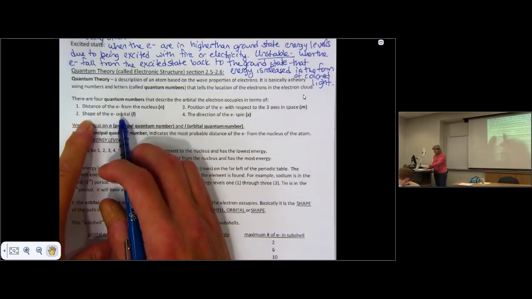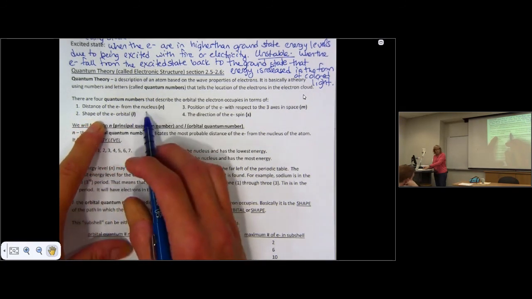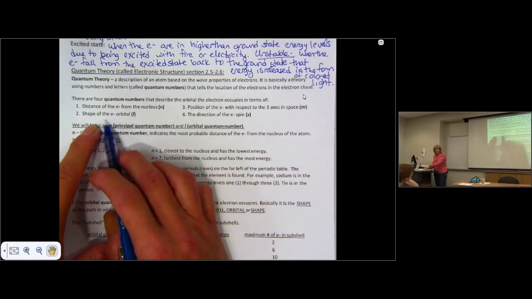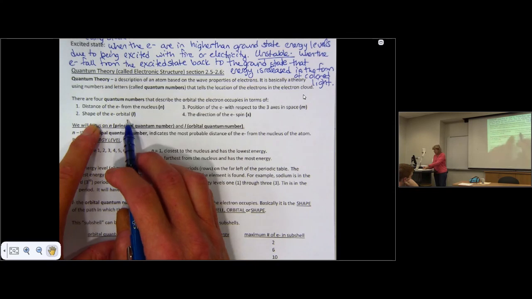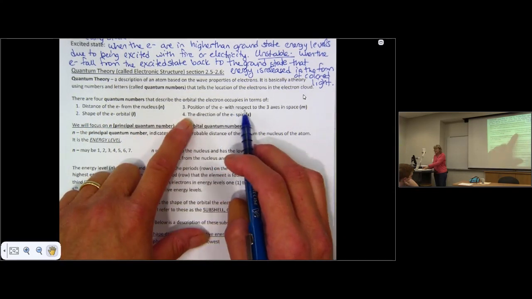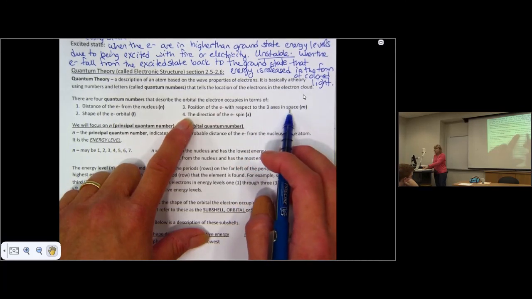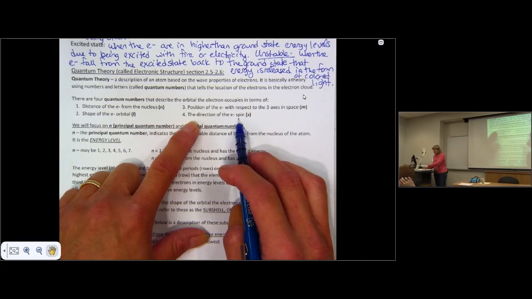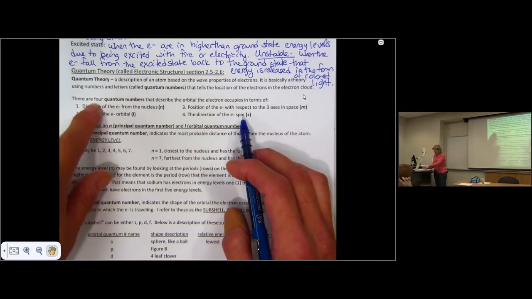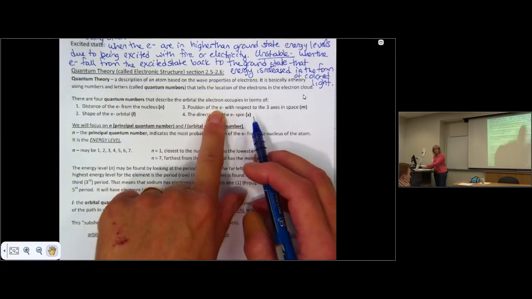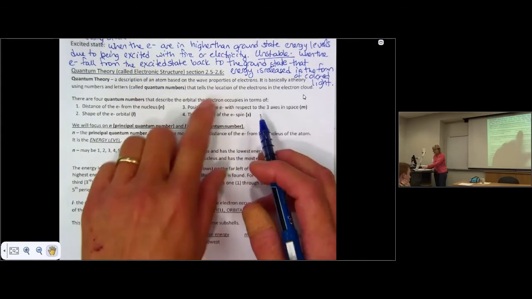These are the 4 things that they're telling us: the distance of the electron from the nucleus, the shape of the electron orbital, the position of the electron with respect to the 3 axes in space, and the direction of the electron spin. Now we're going to spend most of our time on the first 2, but I actually want to talk about the last 2 first because I want to get these out of the way, and then I'll just mention them in a minute and it will make sense.